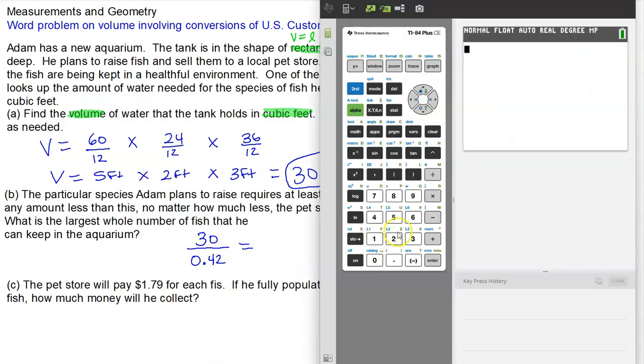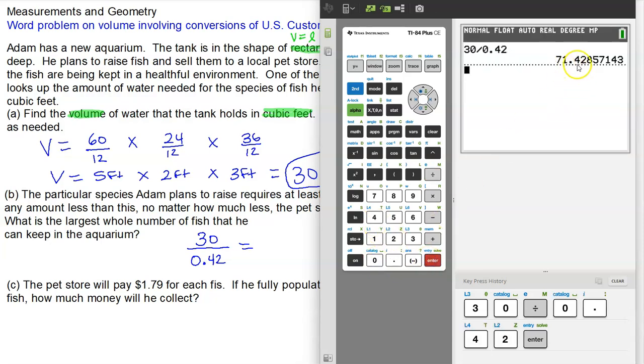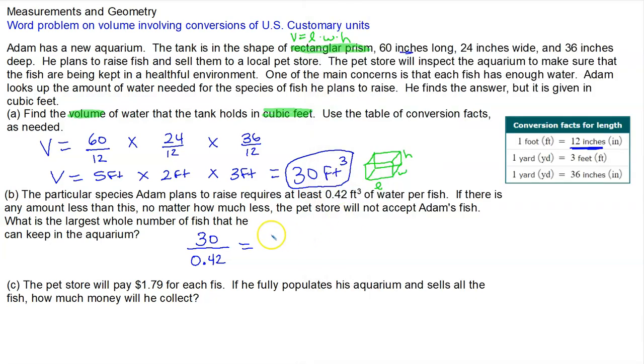So you can grab your calculator, and 30 divided by 0.42 gives us 71.4. Well, we can't put 0.4 of a fish in there, right? So we're not going to round up. We're going to round down, because only 71 fish can fit in there.